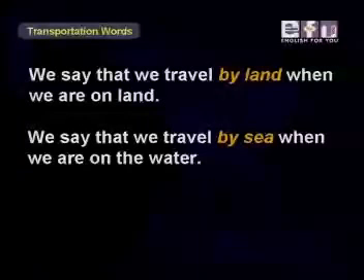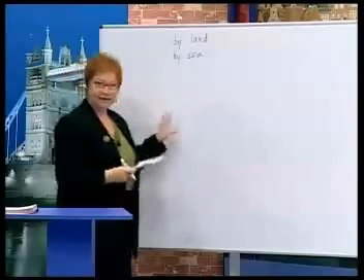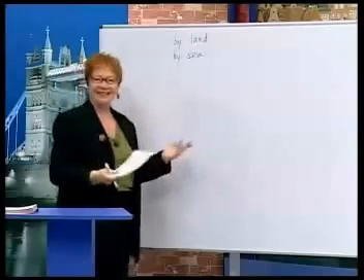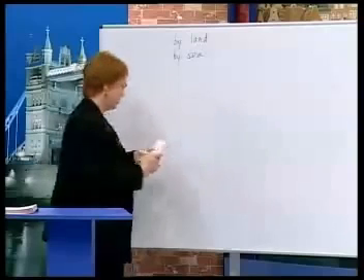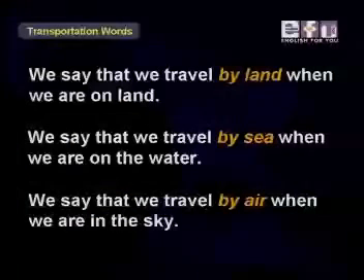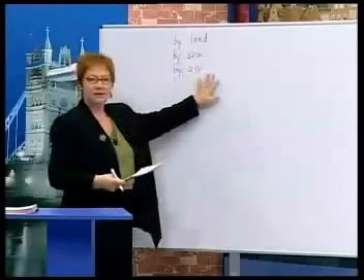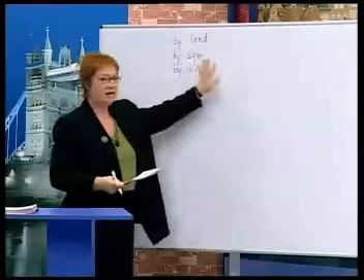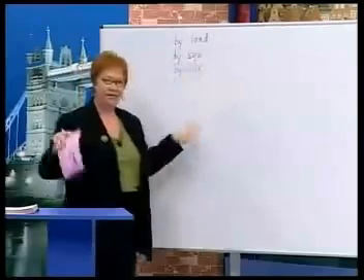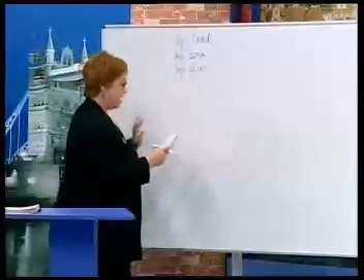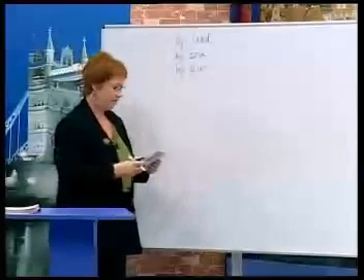We travel by sea when we are on the water. For example, the sea or the ocean. Okay? And we travel by air, of course, when we are in the sky. Okay? Plane, helicopter, balloon, wings maybe. Okay? So we talk about by when we talk about how we travel.